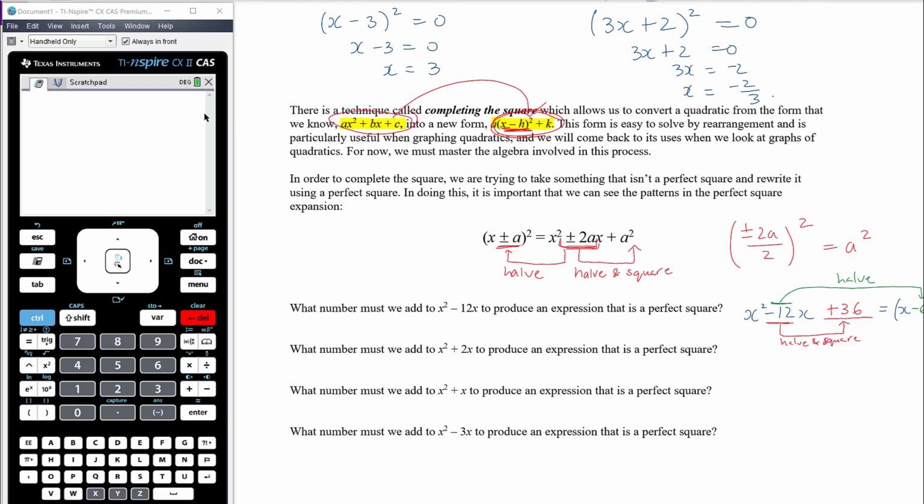Okay, so we've got x squared plus 2x. What do we have to add on to that to make a perfect square? So we're going to have x squared plus 2x. The question is, what goes on the end here to make that a perfect square? And then finally, what will that perfect square be?